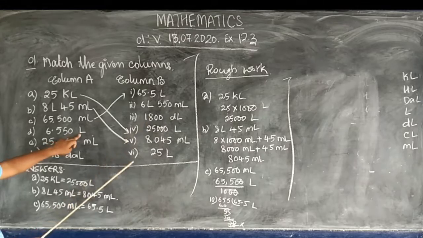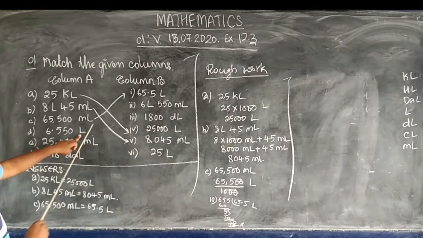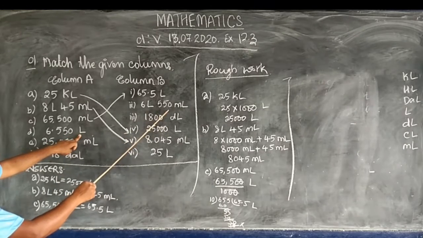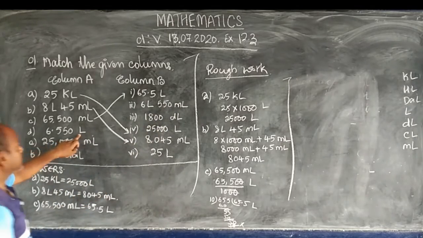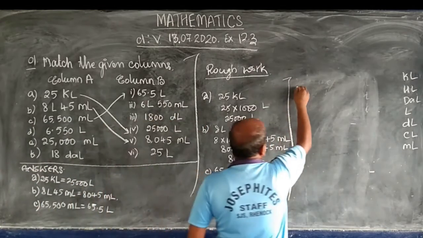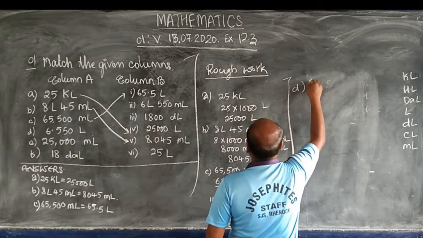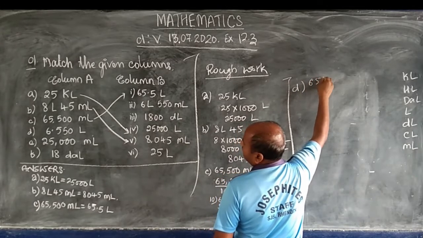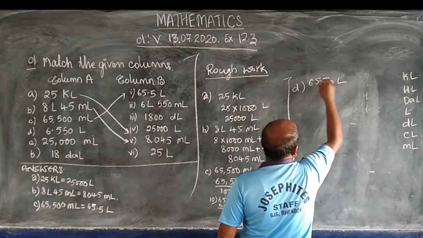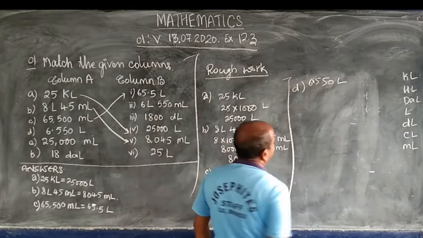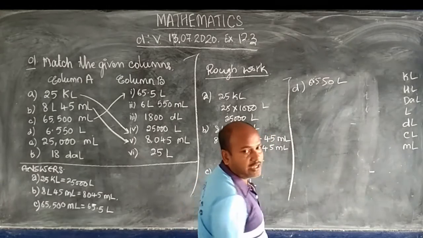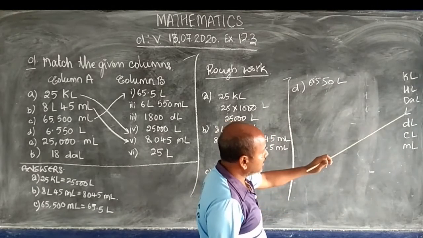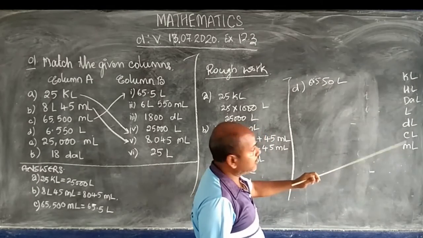Okay. This is in liter, but this is in liter and milliliter. That means this matches with this. Alright. So this liter can be converted to milliliter. It's very simple. Number D. 6.550 liter can be converted to milliliter. How shall we do this? Liter to milliliter. 3 steps.